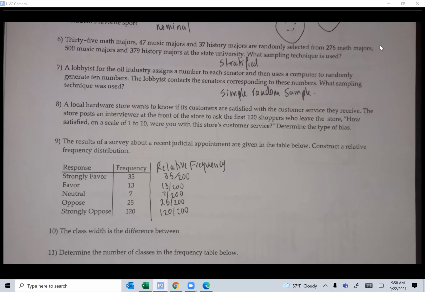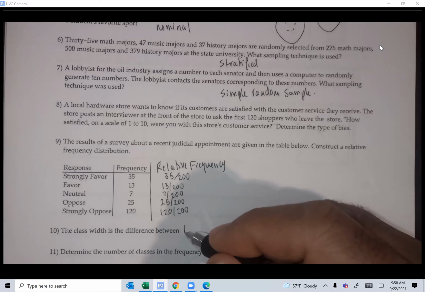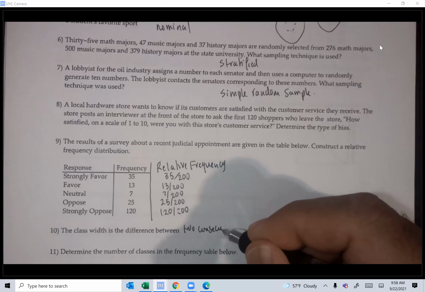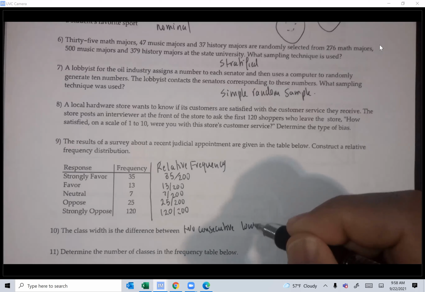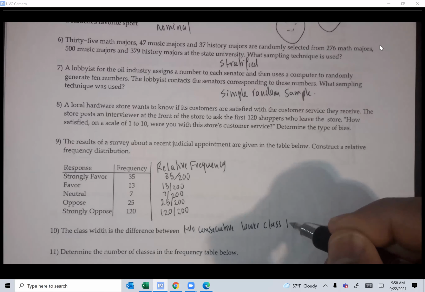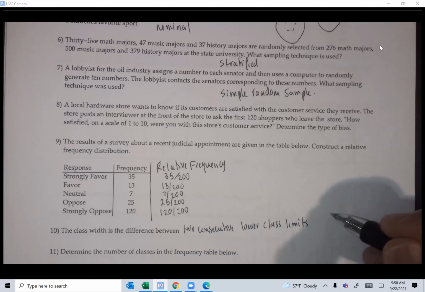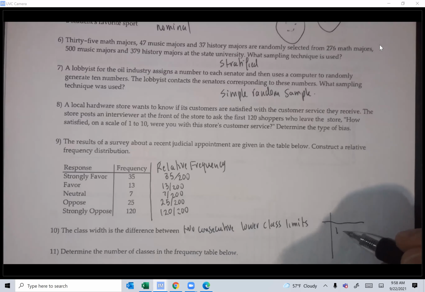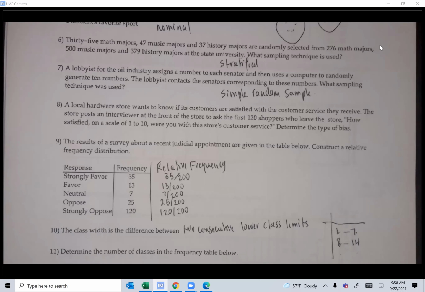Okay. Good question. The class width is the difference between 2 consecutive lower class limits. For example, guys, if you have 1 to 7, and then you have 8 to 14, the class width is the difference between these two. This is called the lower class limit, and this is called the upper class limit. Or if a student puts the difference between 2 consecutive upper class limits, I will mark this correct as well.